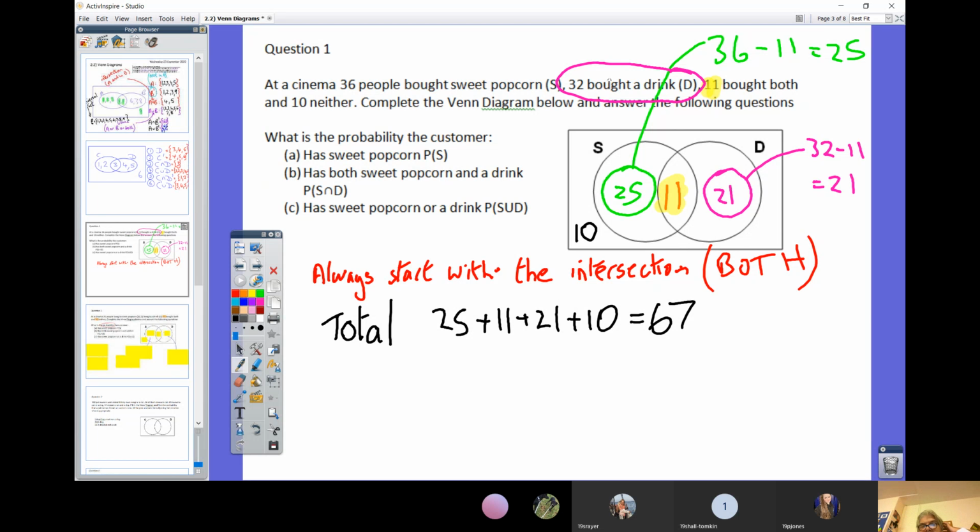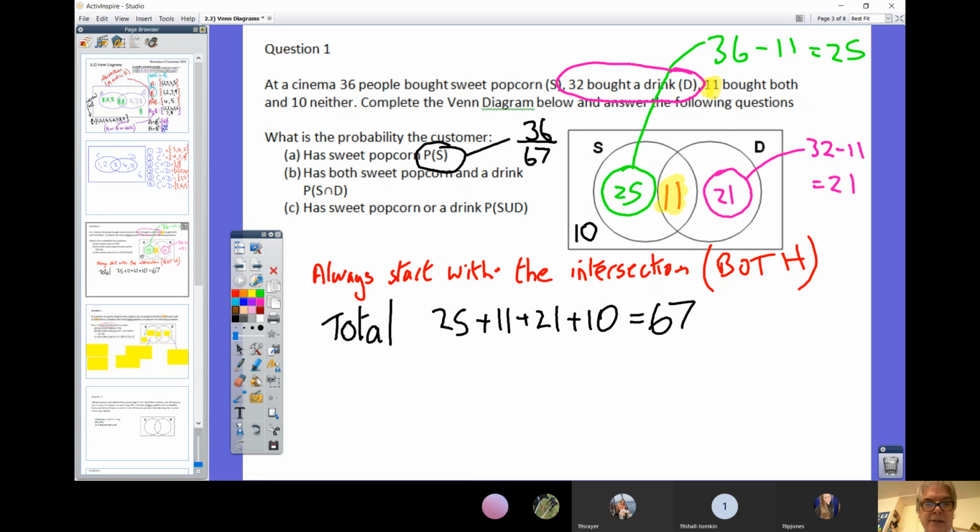Now that we've completed it, this is dead easy to fill in the answers. What's the probability that if we pick a customer at random, we get somebody who's had sweet popcorn? How many people, as a fraction, had popcorn in total? 36, out of how many people who went to the cinema? 67. Good. So just fill this in on the sheet: 36 over 67.